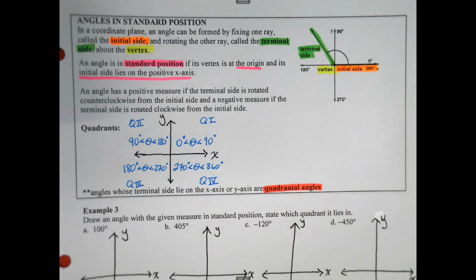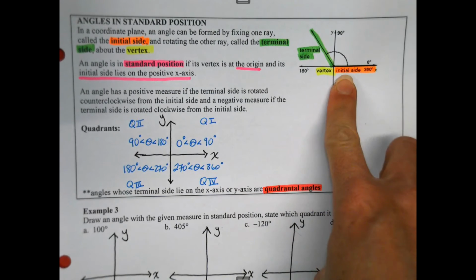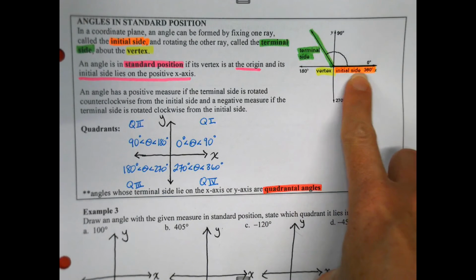In trigonometry, we deal with angles in standard position often. An angle is said to be in standard position if in a coordinate plane, an angle can be formed by fixing one ray, called the initial side, and rotating the other ray, called the terminal side, about the vertex. The angle is in standard position if its vertex is at the origin and the initial side lies on the positive x-axis.